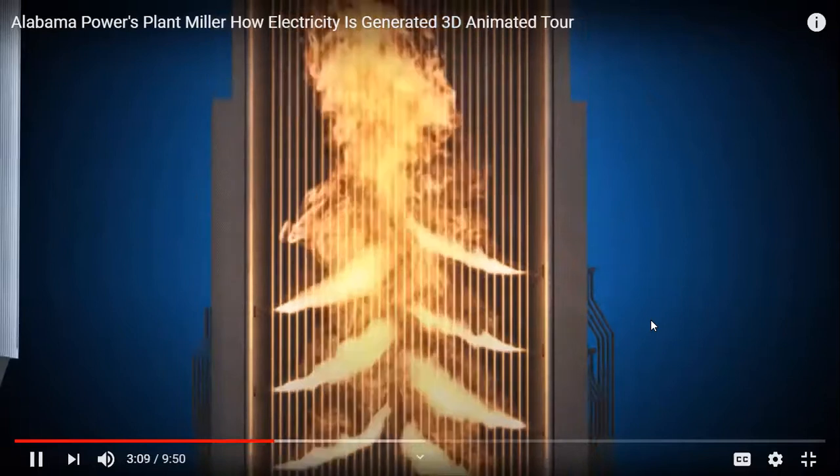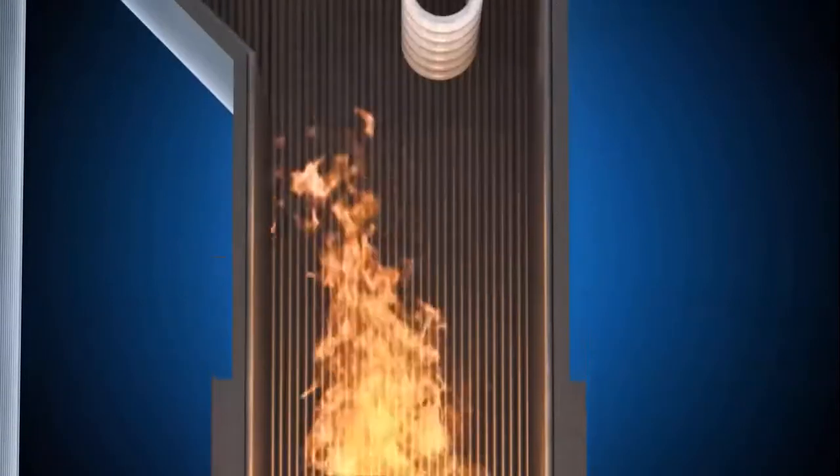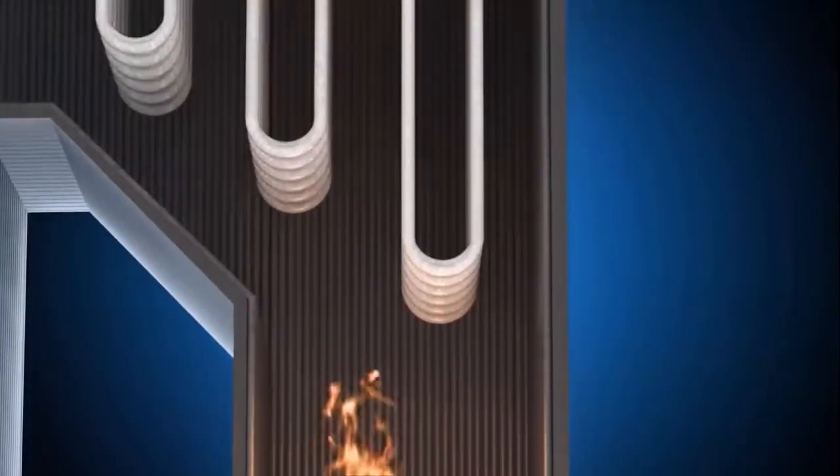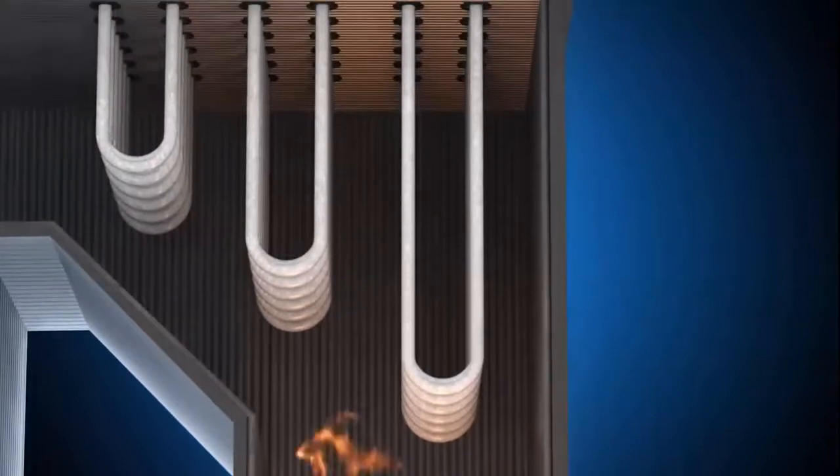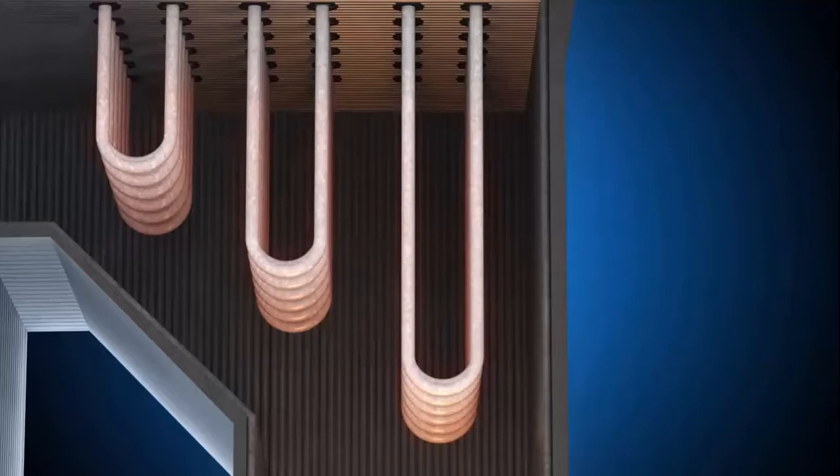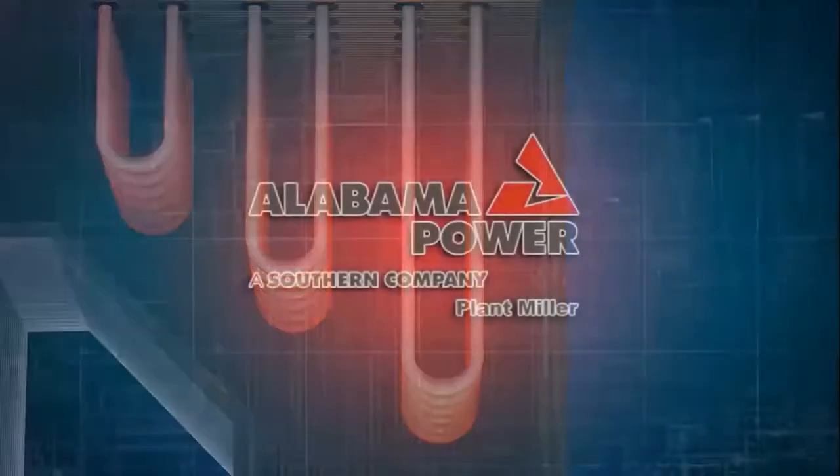Combustion of the coal converts its chemical energy into thermal energy, creating a temperature inside the boiler of over 2200 degrees. That's enough to heat the water in the series of boiler tubes to create steam, which moves onto the turbine to power the next step in our process.